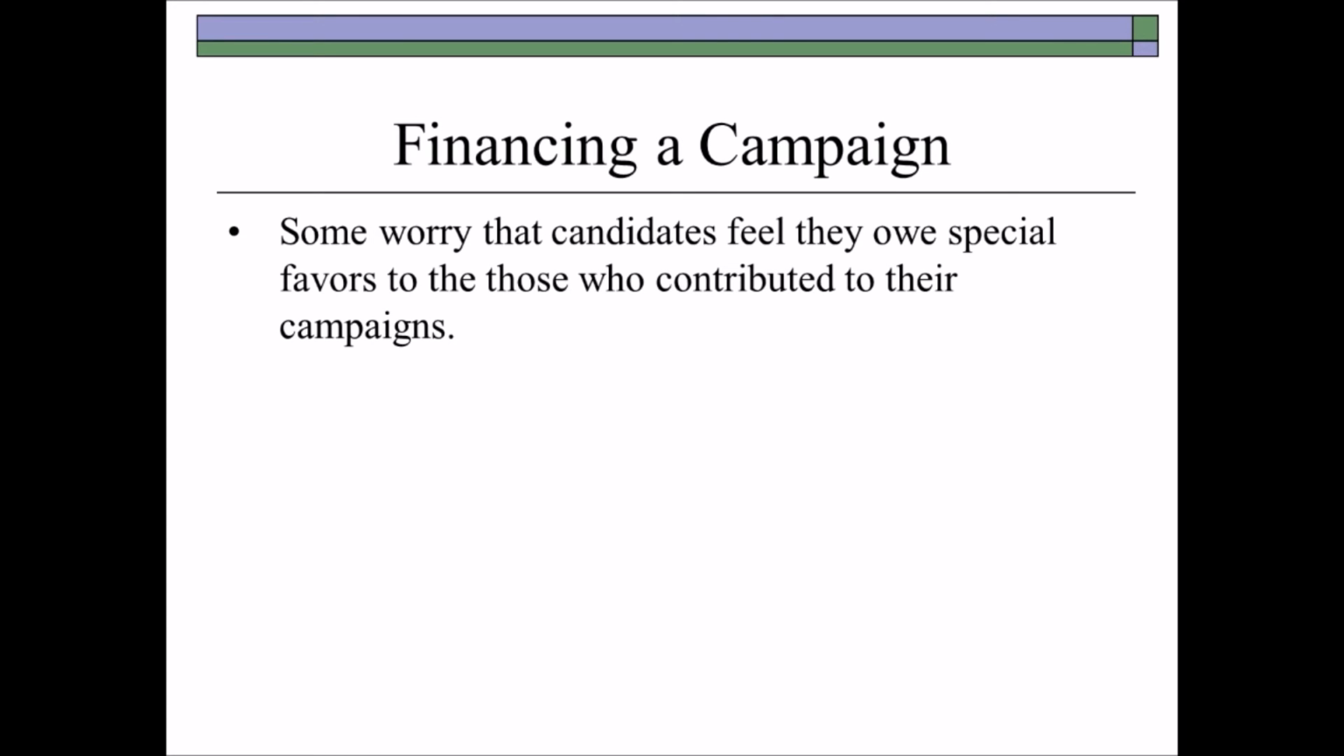All right, some worry that candidates feel like they owe special favors to those who contribute to their campaigns, much like the spoils system back with Andrew Jackson and all that fun stuff you'll learn more about in US 1. But the big issue is, is this people buying favors from the candidates that win? Could somebody donate $1 million to Hillary Clinton and then donate $1 million to Trump and then get a favor from either one who wins? That's the fear. That's the negative moral hazard kind of argument to financing campaigns.